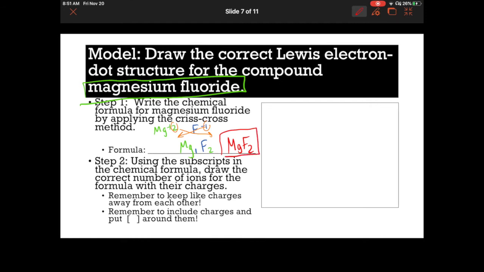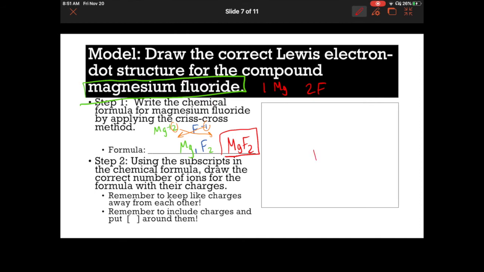And what that tells us, well, you tell me, how many magnesiums are in this formula? So there should be 1 magnesium. And how many fluorines are there? There should be 2 fluorines. So now we have to draw the dot diagram for this compound. One of the things to remember, you want to keep opposite charges near each other and like charges away from each other. So let's look at this. We have 1 magnesium and 2 Fs. That means we have to have 3 dot diagrams combined together to make this compound.